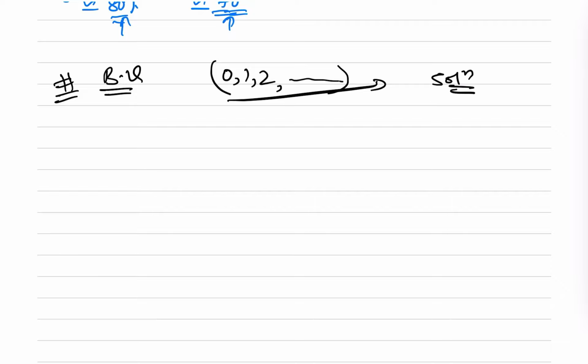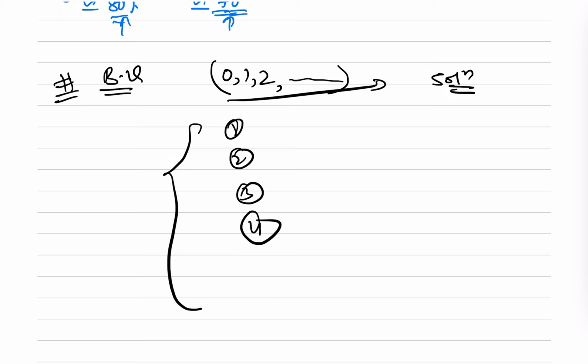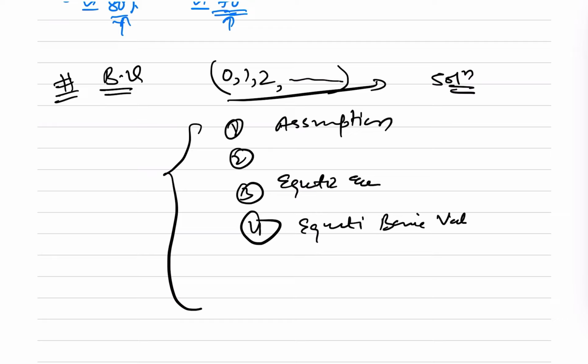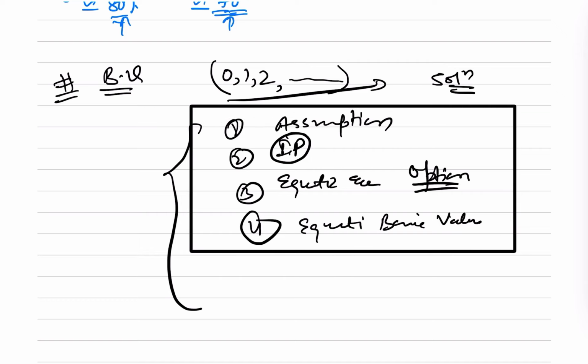They will be using all these four concepts: first, second, third, fourth. That is assumption, the equatic question, basic values you're going to put from the option, you're going to see, and inverse proportion. So by this we are done with the theory of ratio and proportion.